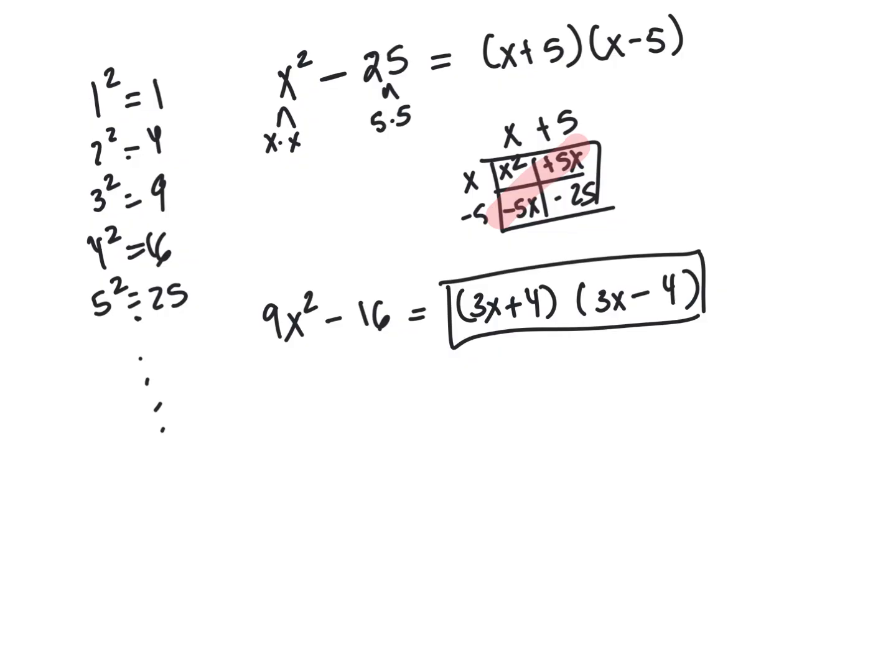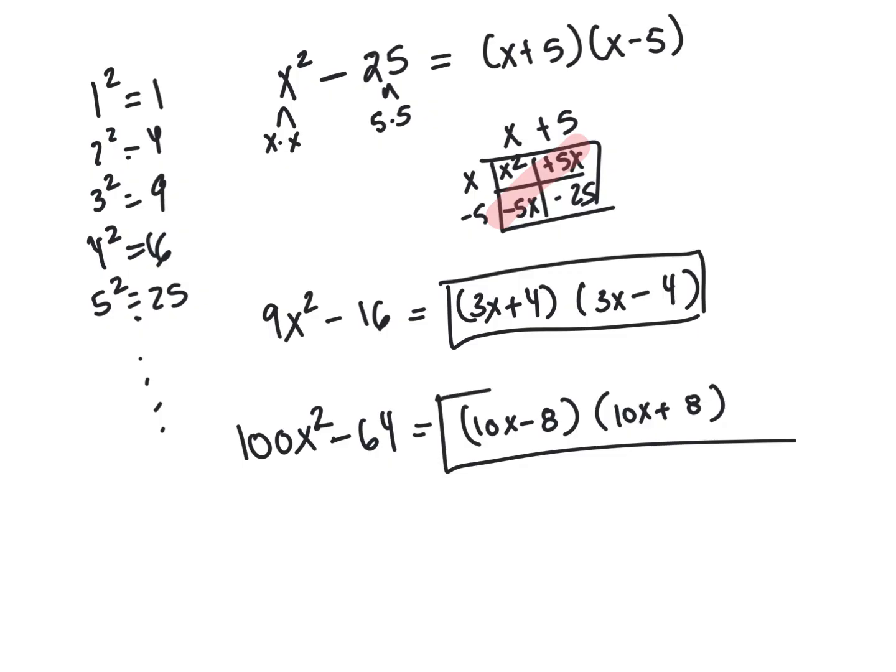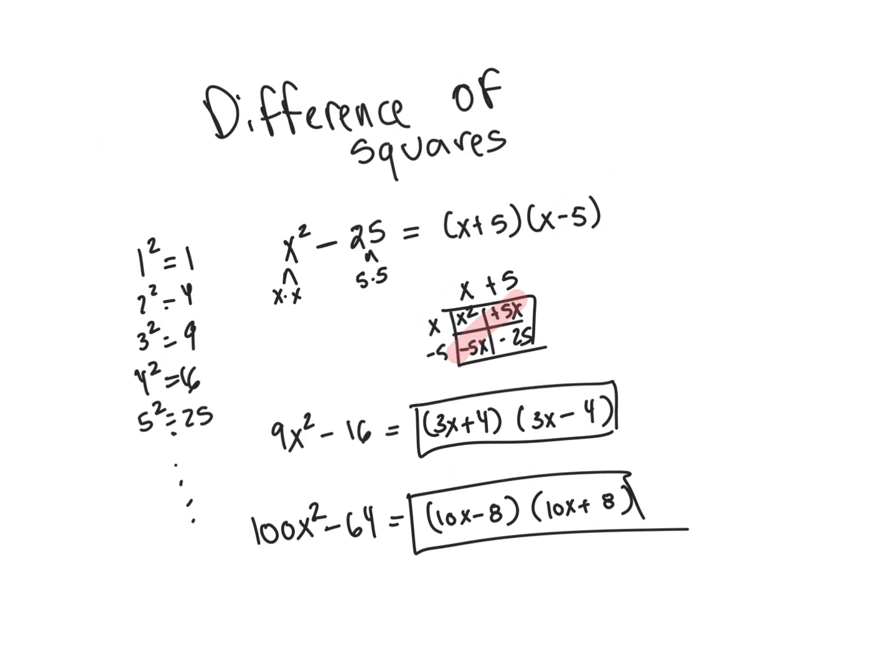So if I had 100 minus 64, the square root of 100 is 10, the square root of 64 is 8, and you can do the negative first and then the positive, but there's your answer. Factoring is super fast when you have that method of difference of squares, but it will not work if there's a plus sign or if one of them is not a perfect square.